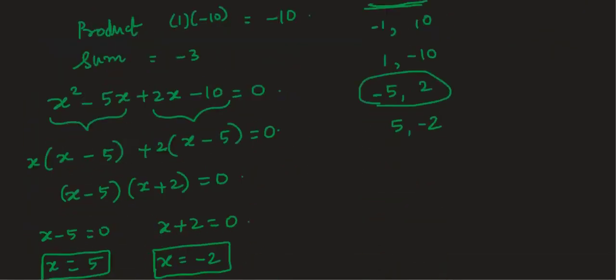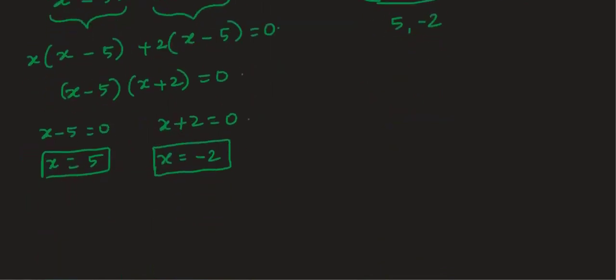Okay, we will do the next question and it will be clear. So what's the next question? The next question is 2x squared plus x minus 6 is equal to 0. Now how do I find the solution? I'm going to split this middle term, which is x.